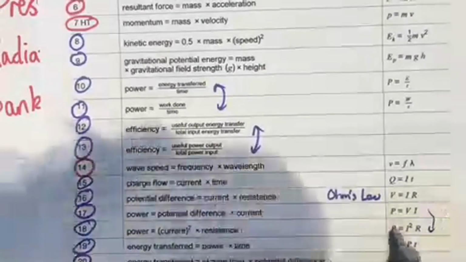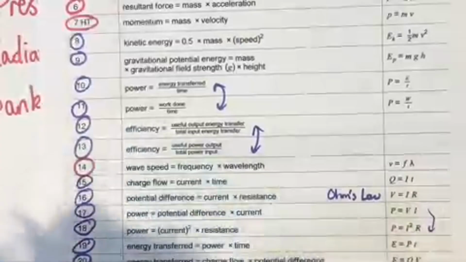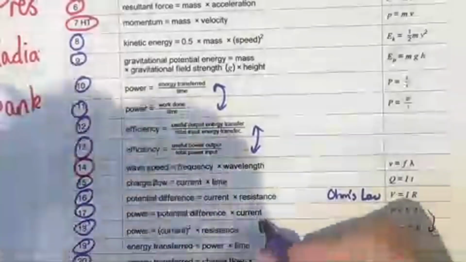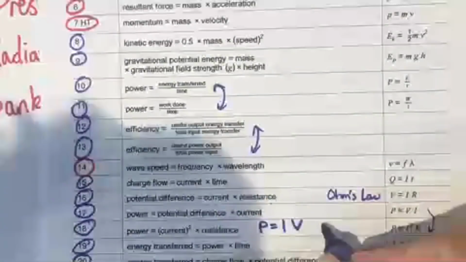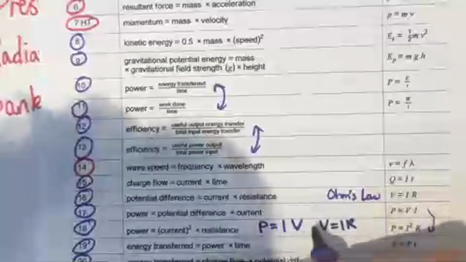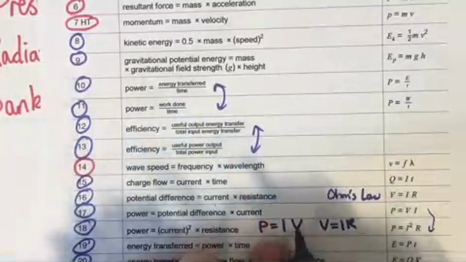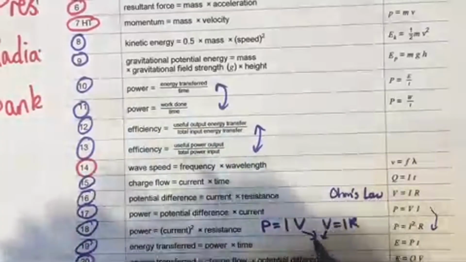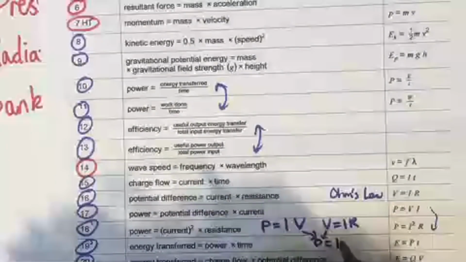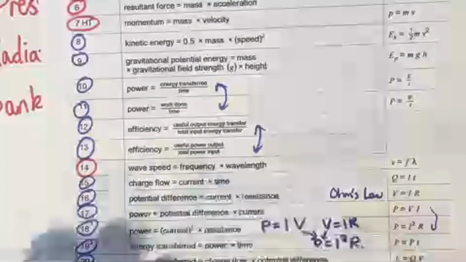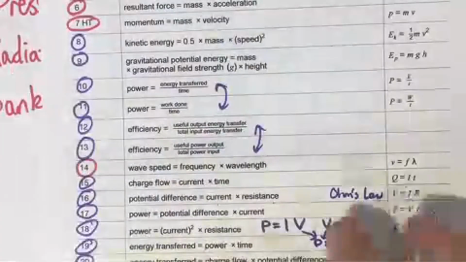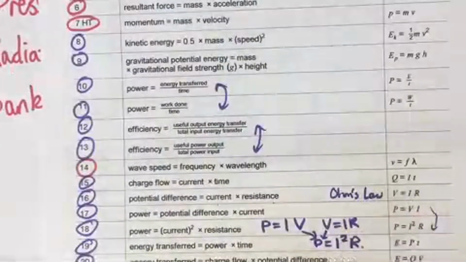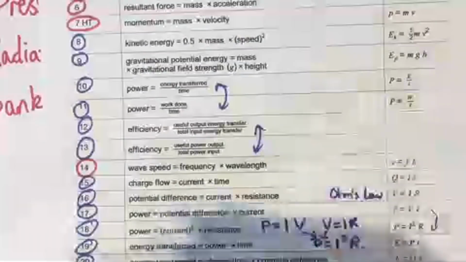Now, this P equals I squared R, if you're okay with algebra, you don't need to remember that one, because if you can remember P equals IV, and you know that V equals IR, you can put them together, and that ends up with P equals I squared R. So if you know algebra and you know P equals IV and V equals IR, you can get that one.